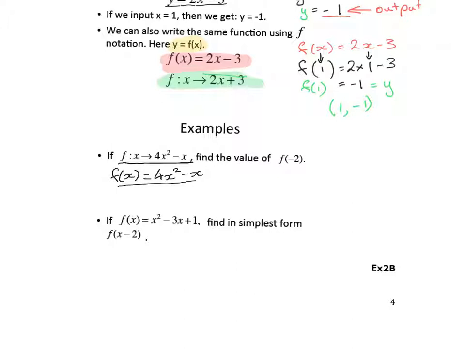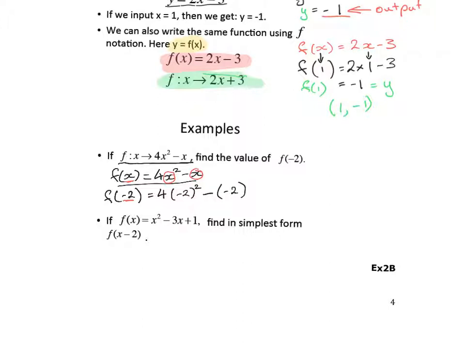So, in that case, f of negative 2 would equal, now remember, we've replaced x now with negative 2, so I want you to do that again anytime you see x. So it becomes 4 times negative 2 squared, and make sure you put that negative 2 in brackets so you square the negative part as well, minus, I'm going to use brackets again even though I technically don't have to.